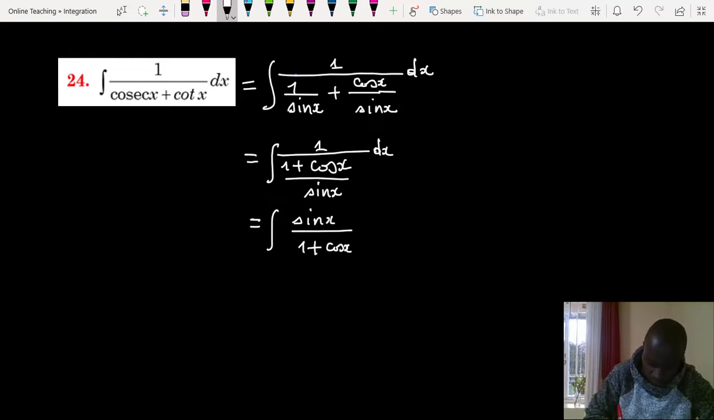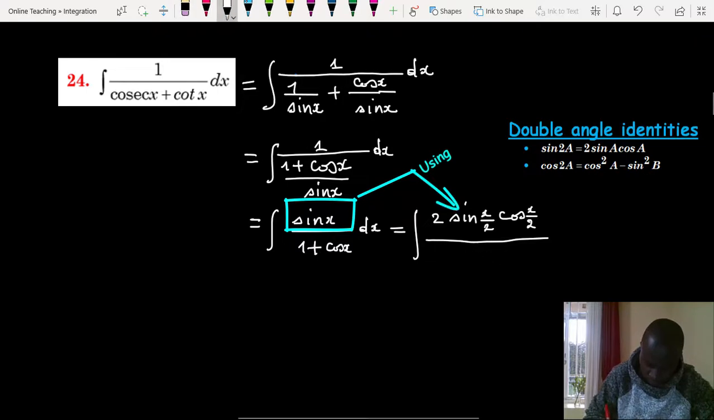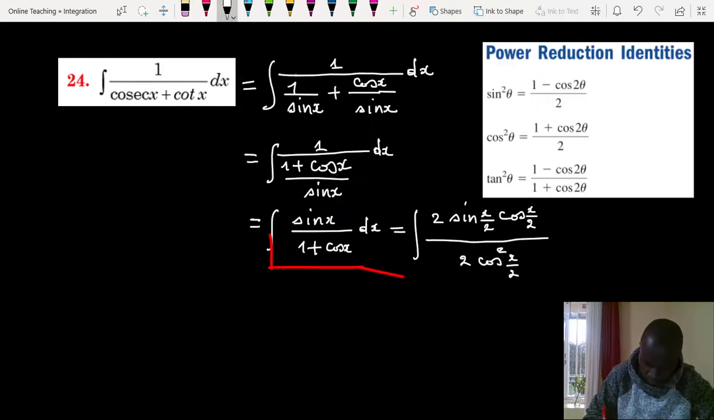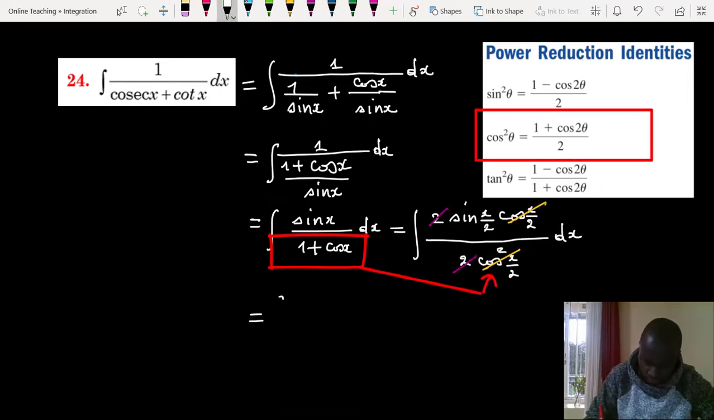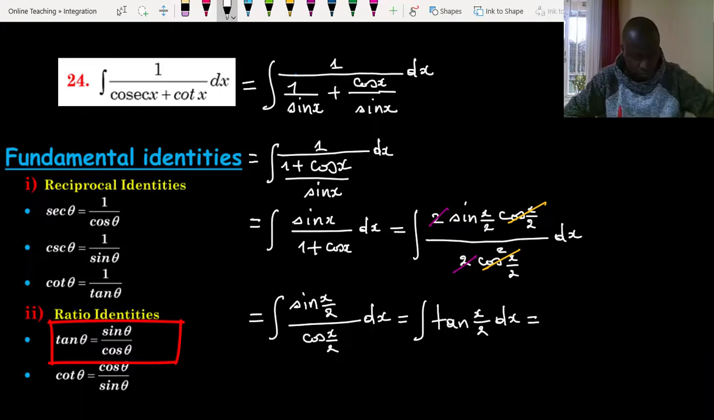Use double angle identities to transform sine x. And use power reduction identities to transform 1 plus cosine x. Relation identities tell us sine over cosine is tangent.